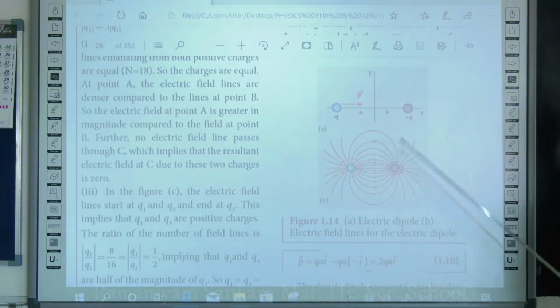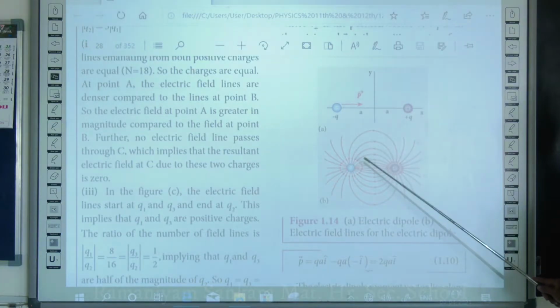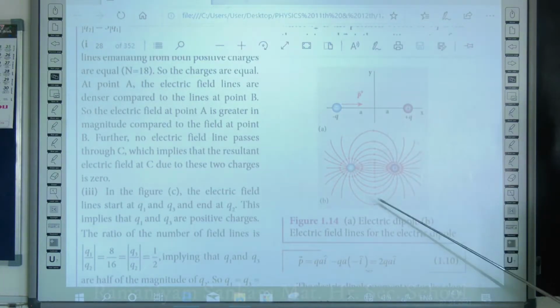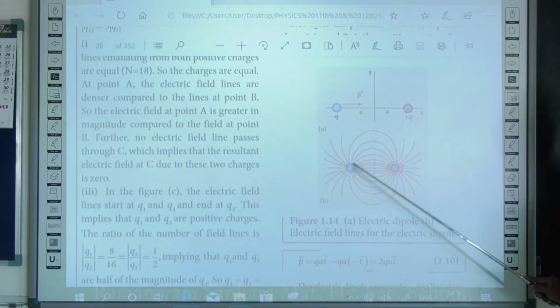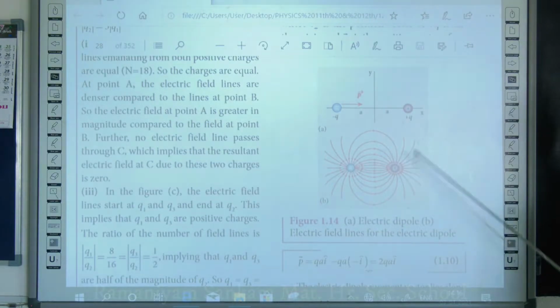Now remember, the direction of the electric field is always from plus q to minus q, on both sides. Remember carefully, from plus q to minus q, and field lines end towards minus q and go away from plus q. You have to draw it. You can check with the textbook. This is called the electric field lines for the electric dipole.